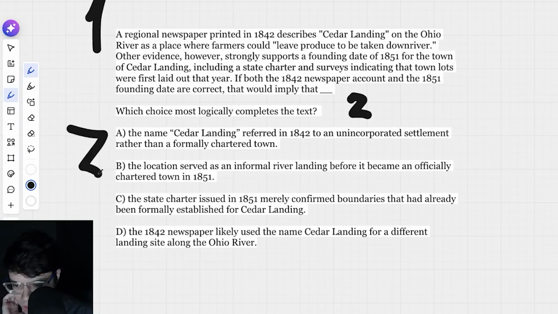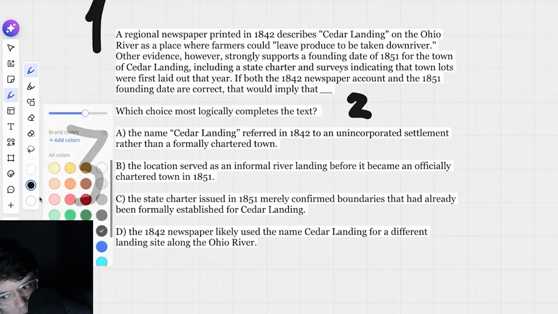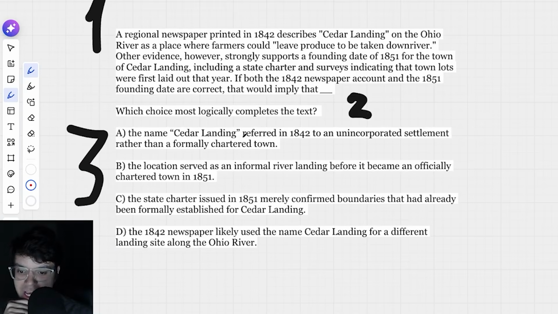Okay, now step 3, process of elimination. We're going to look and see where are the incorrect parts. A, the name Cedar Landing referred in 1842 to an unincorporated settlement rather than a formerly chartered town. That seems reasonable. 1842, unincorporated settlement, rather than a formerly chartered town. Had something in 1842 that was not a full town. That sounds right. B, the location served as an informal river landing before it became an officially chartered town in 1851. That also sounds pretty good. That's also completely supported. I don't see anything necessarily wrong with that.